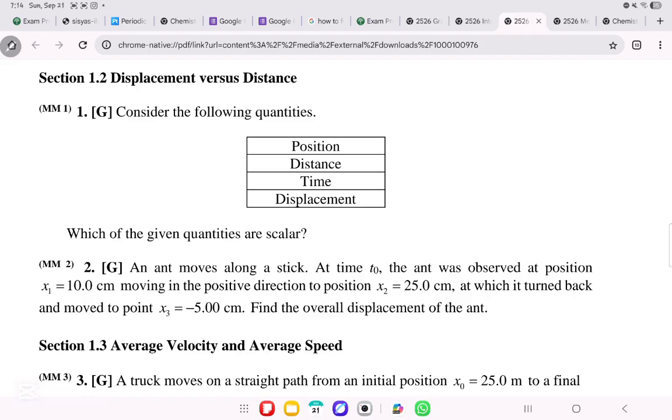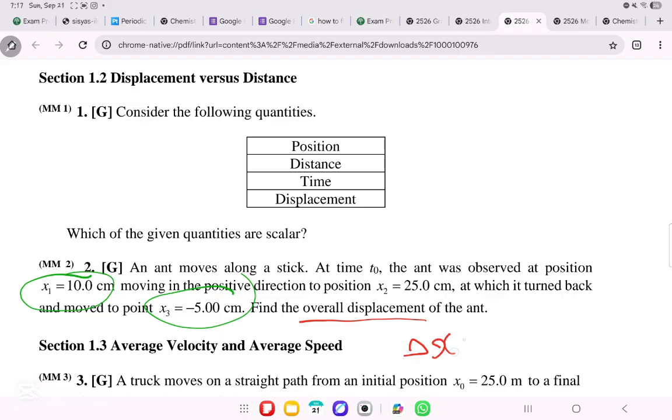Question number 2. An ant moves along a stick at time t0. The ant was observed at initial position 10 centimeters, and then he moves to position 25 centimeters, right? And then he moved to position -5 centimeters. So what are they looking for? They are looking for the displacement. So what's the overall displacement of the ant?